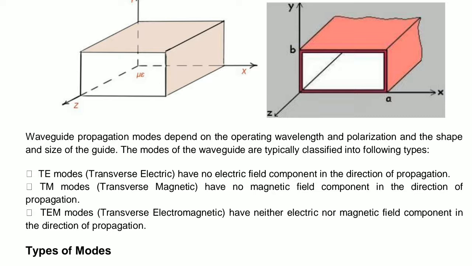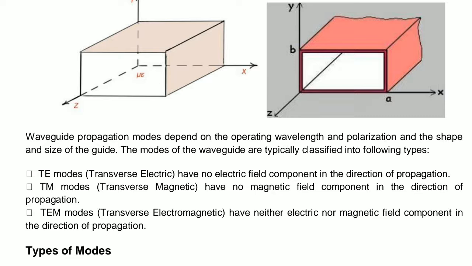the waveguide. Then the last mode, which is TEM mode, that is transverse electromagnetic. It has neither electric nor magnetic field component in the direction of propagation, okay. So towards the direction of propagation there will be no electric field and magnetic field components. Likewise, as I said earlier, this type of waveguide doesn't support the TEM mode.